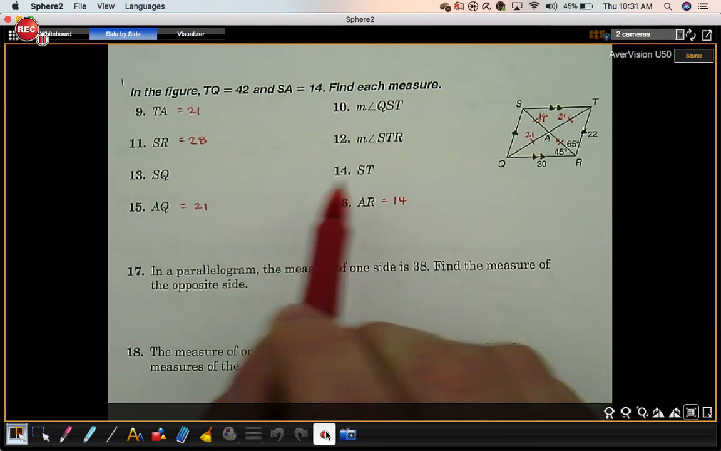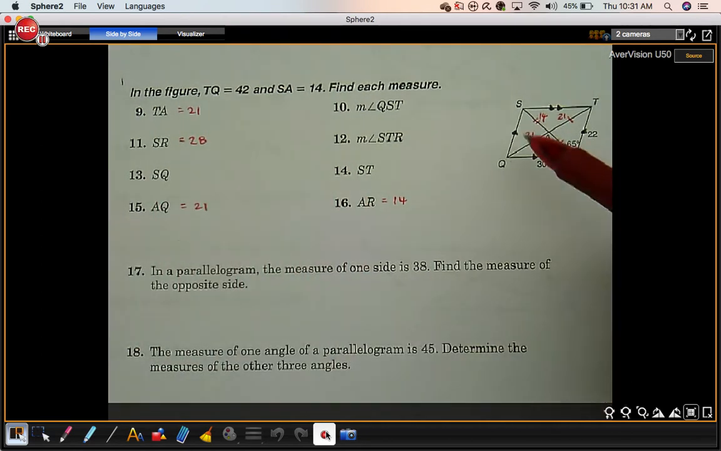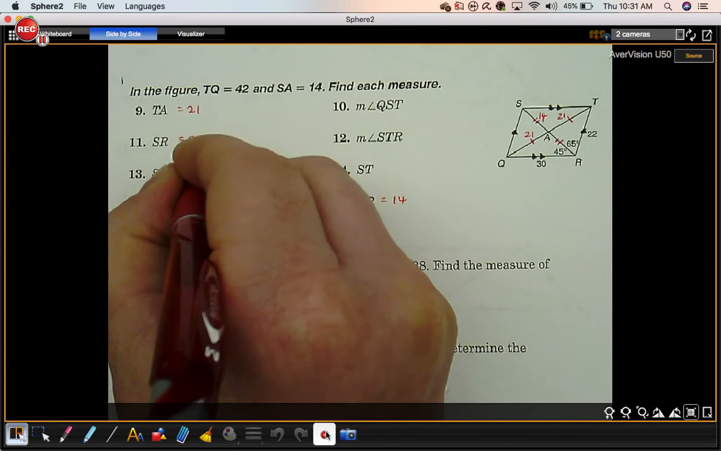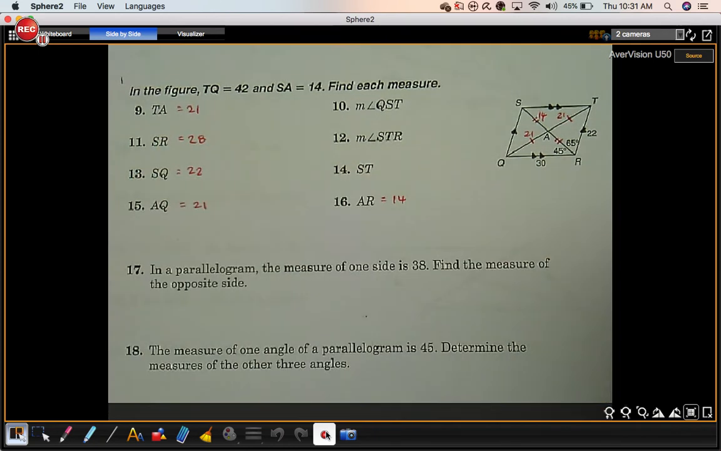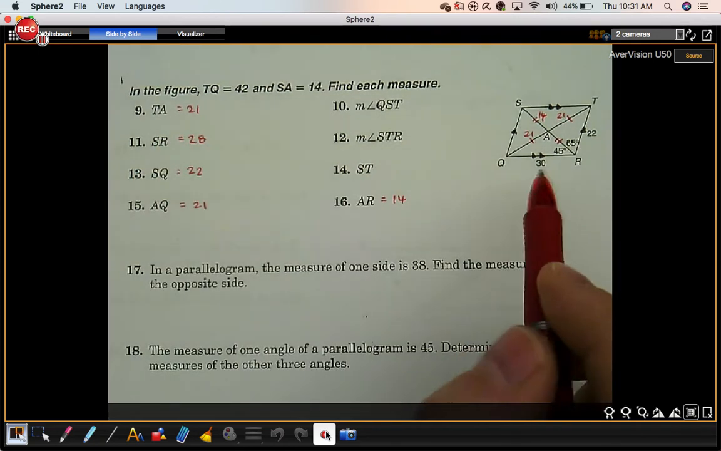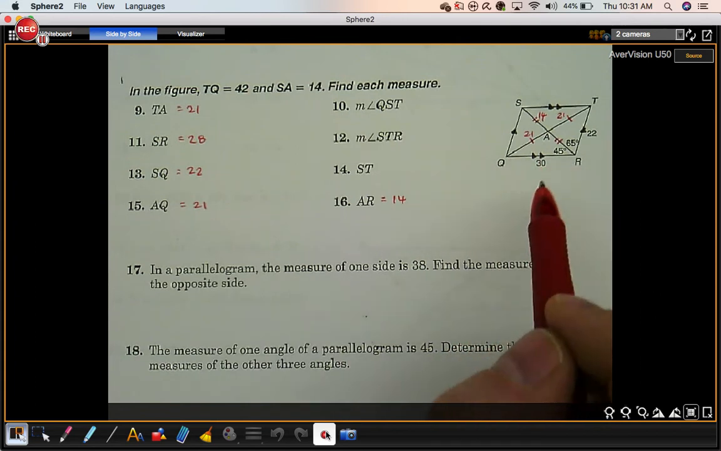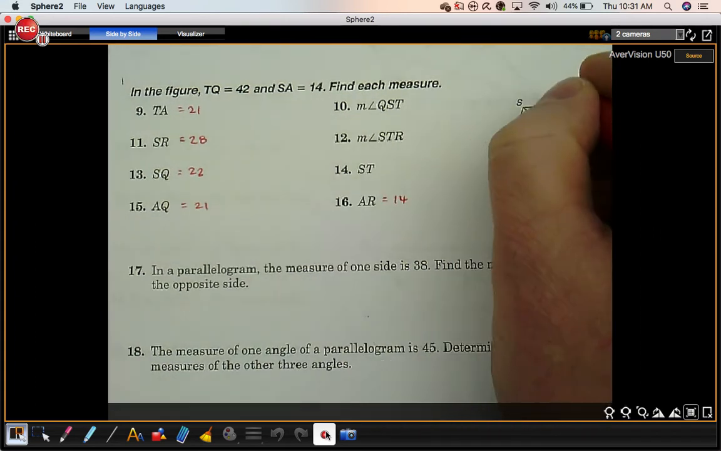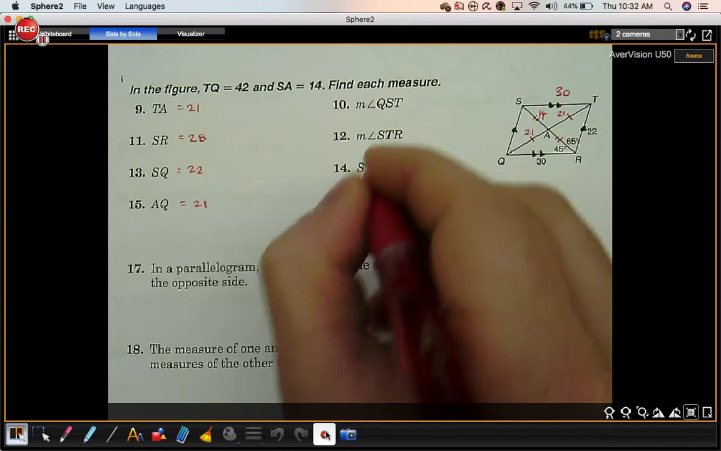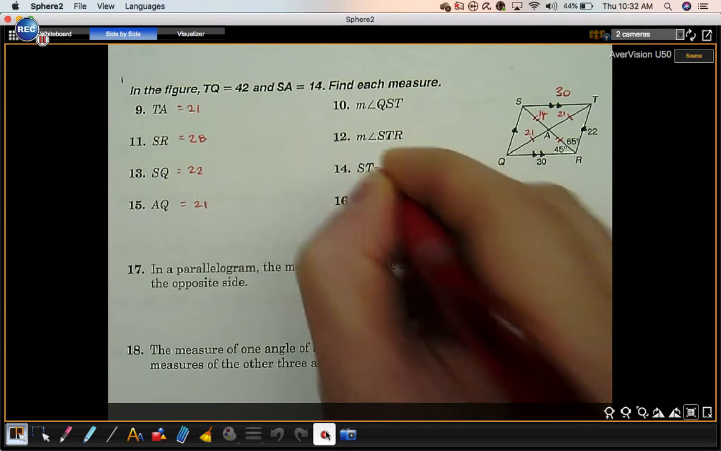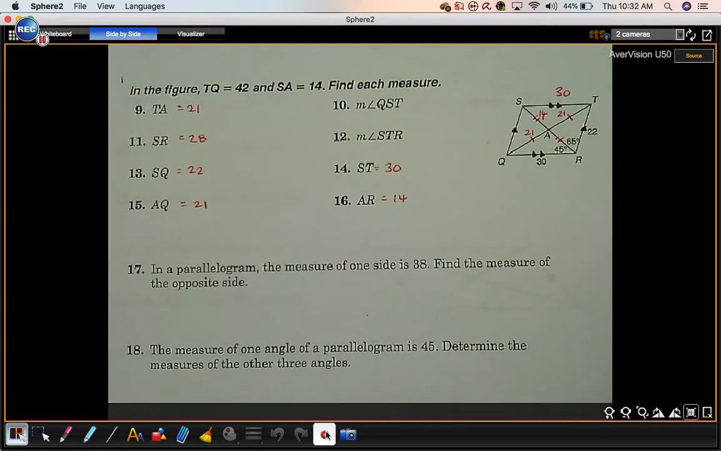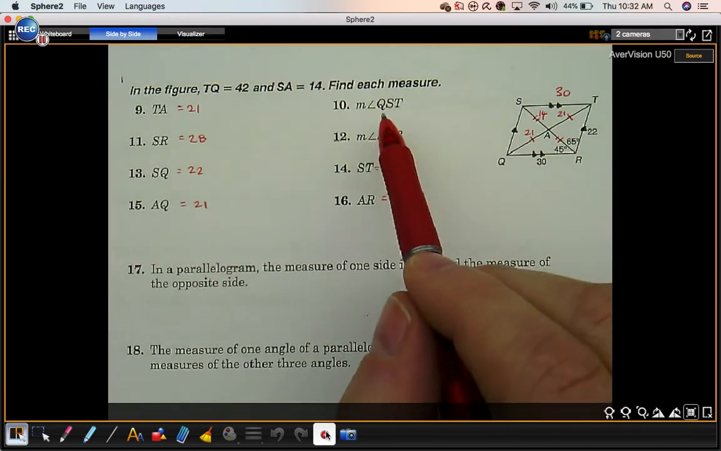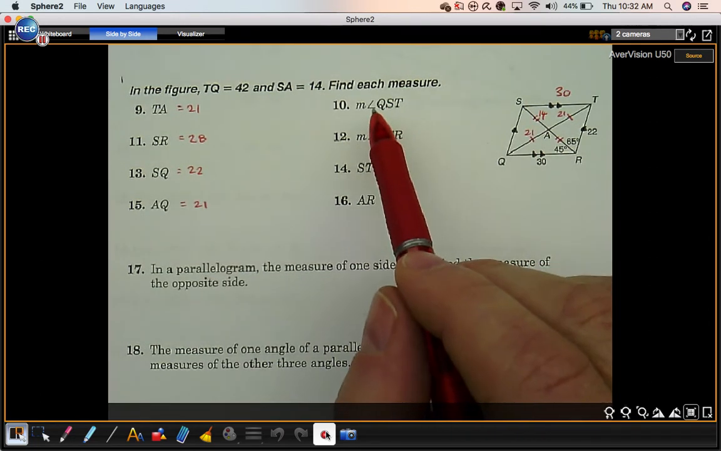Other segment lengths, S to Q, that's the left side of your parallelogram. The right side's 22, so the left side is 22. We notice the bottom is 30, so the top is also 30. That's distance from S to T. The other two questions ask you about angle measures. It's really important that you know where these angles live.